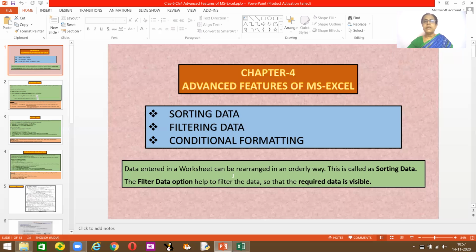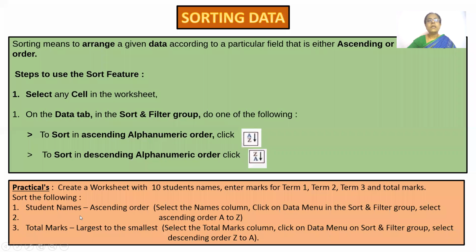That data will be visible to you. Suppose you entered 10 data, you only require certain names. So you can just call out for those names, and only those will be visible and the others will be hidden. Okay. So sorting data. Sorting means arranging a given data according to a particular field, either in ascending order or in descending order. So what do you mean by ascending order? That is when it starts going up, and descending it's coming down.